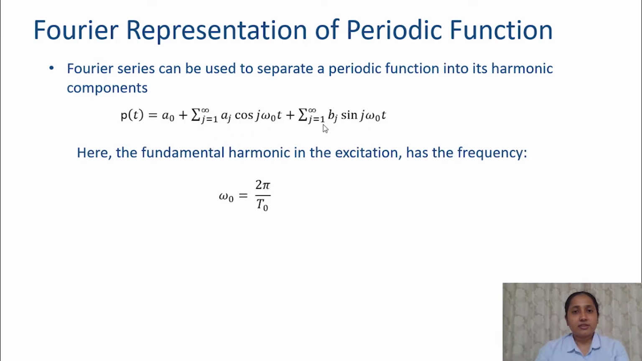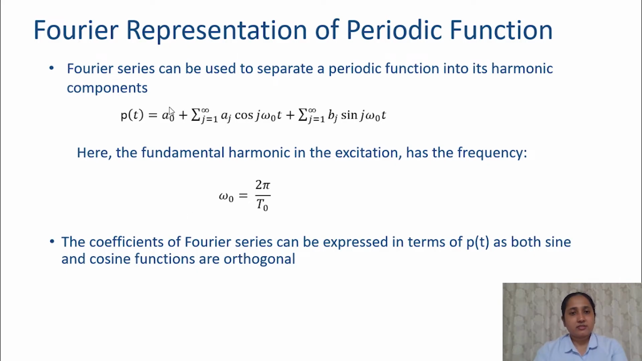The series has infinite number of terms and as the value of j increases from 1 to infinity, that particular harmonic will have frequency equal to j times omega naught. Both these harmonics will have same frequency equal to j omega naught. And the fundamental harmonic in this excitation has the frequency omega naught, that is when j is equal to 1. So omega naught is equal to 2 pi by t naught, where t naught is the period of the periodic force.